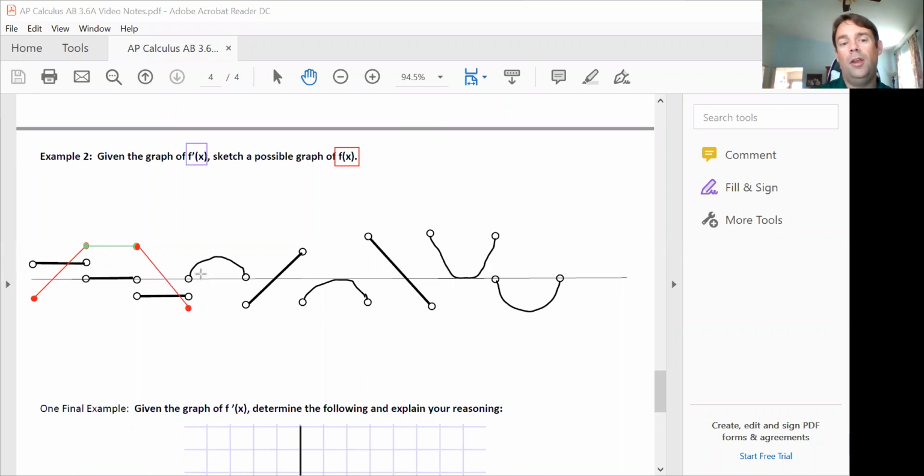Okay. Now I have this parabola. Remember, every time we see an x-intercept, that's going to be a flat part of my graph. So I'm above the x-axis, so I'm going to be going flat, and I'm above the x-axis, so I'm going to be increasing to another flat part. So I've got to somehow connect these flat parts. Those are my x-intercepts. So this is going to be a cubic.